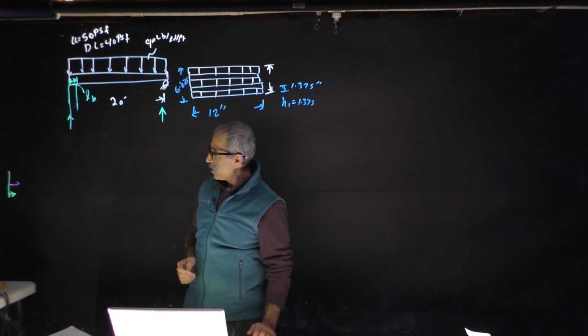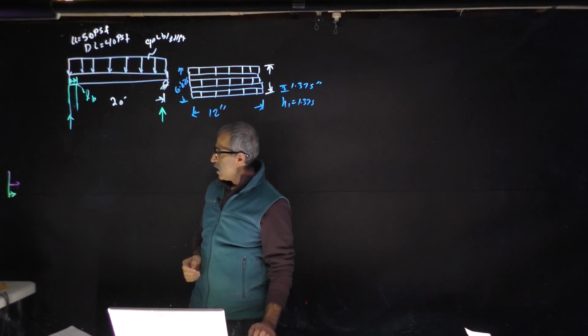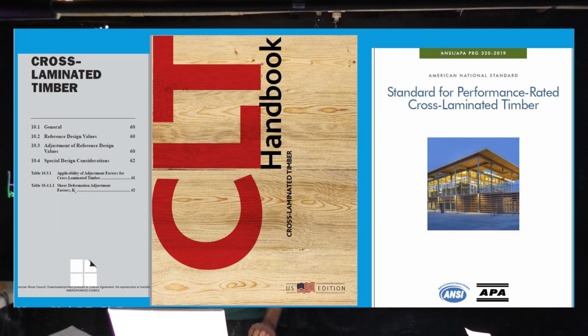Another thing I want to talk about is the code we're going to use for CLT panels. They have a CLT handbook, which they've done a great job on, and it's a lot of good reading. There's still room for improvement, but it's great. Then we have PRG 320, which is the standard for performance-rated cross-laminated timber. We're going to use that. The NDS only has one or two pages on it, but mainly you want to follow the CLT handbook if you are in the United States.